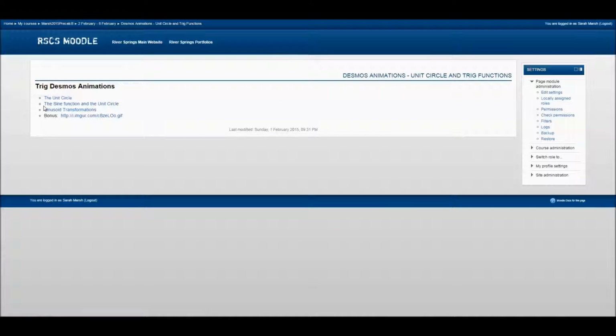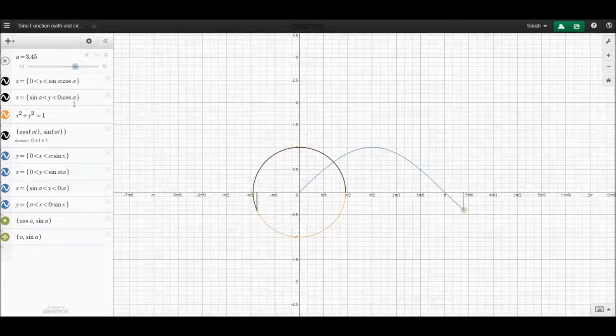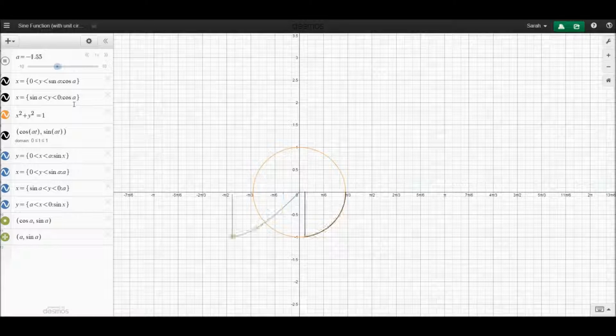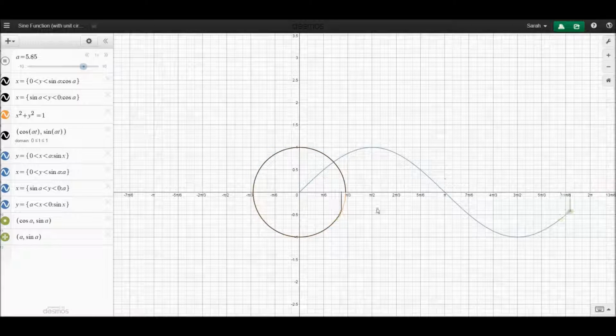they had the ability to play with it. And here's another one. This was something that really blew their minds because they can see the graph of the sine function, because the sine was the y value, and they can see how it relates to the y value of the points on the unit circle.